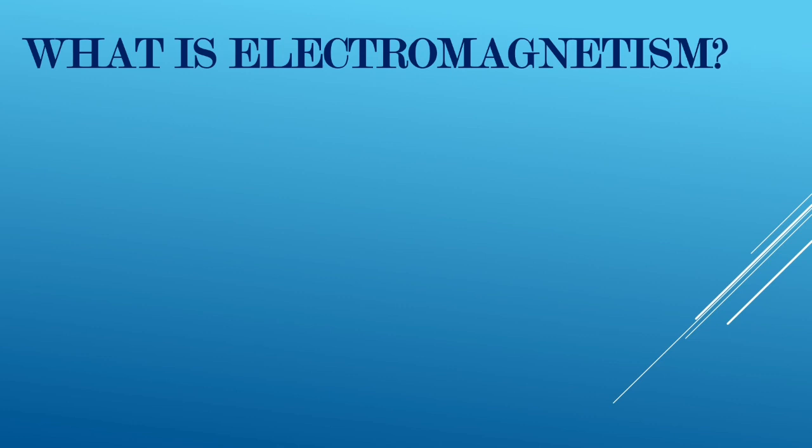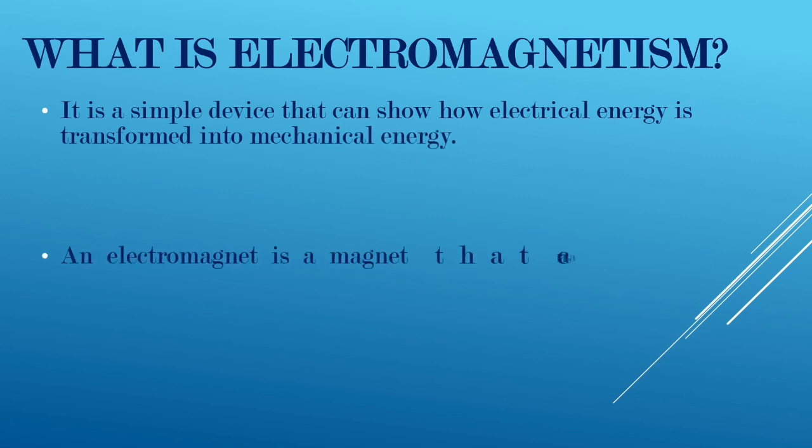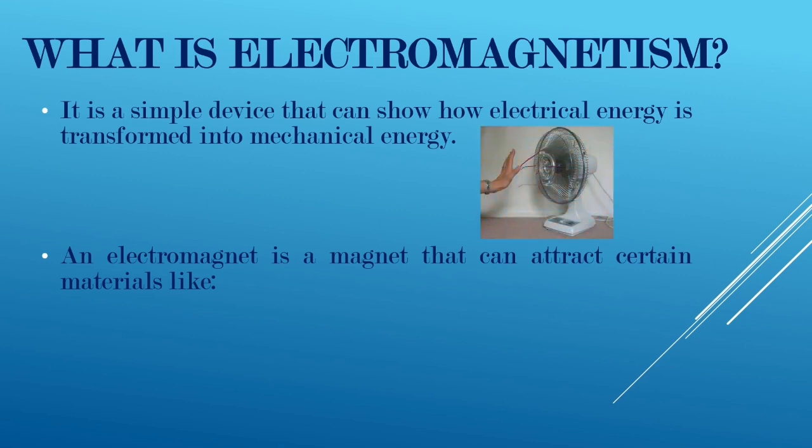What is electromagnetism? Electromagnetism is a branch of physical science that deals with the physical relations between electricity and magnetism. It is a simple device that can show how electrical energy is transformed into mechanical energy. The electrical energy received by the electric fan is transformed into mechanical energy. That's basically the reason why an electric fan gives us cool air.